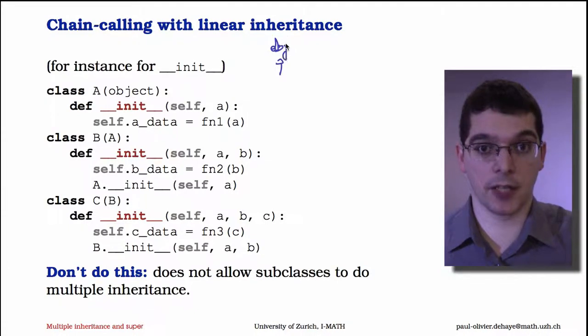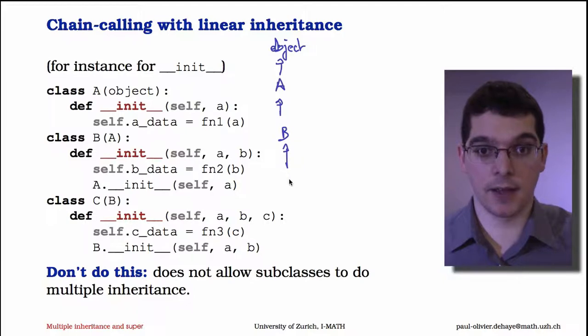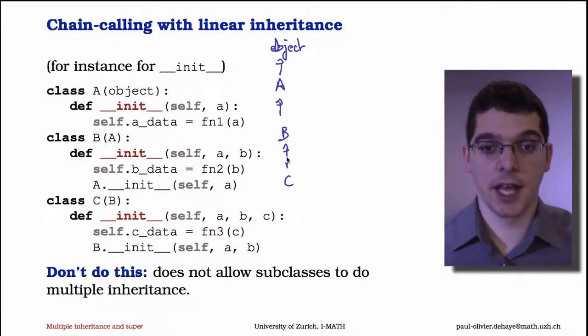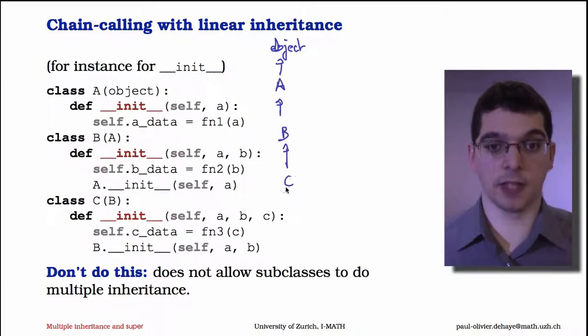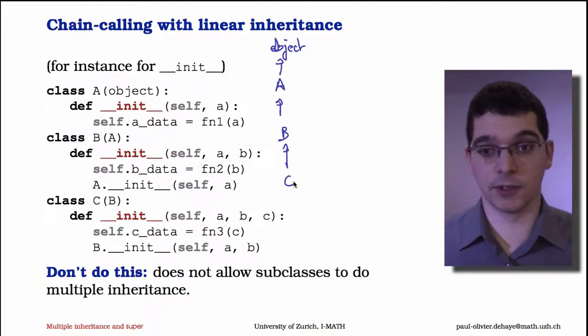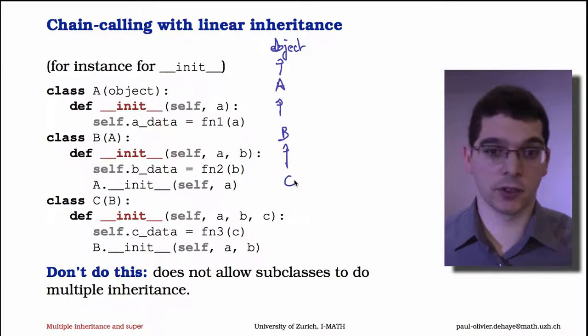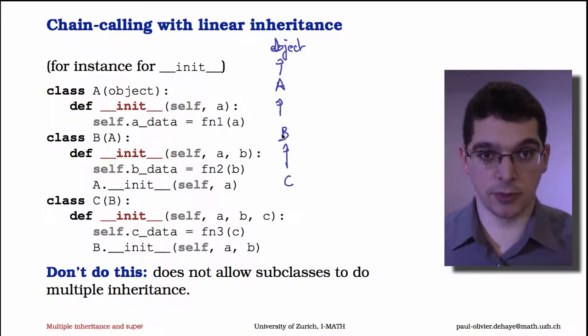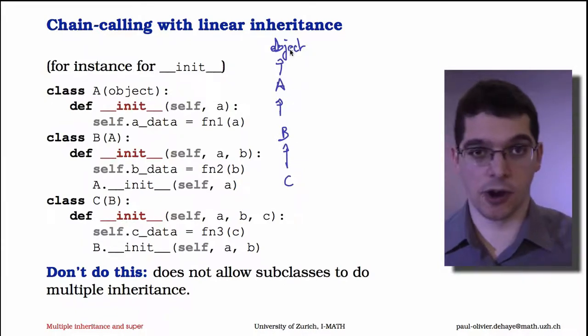So we have object, and we have A inheriting from object, B inheriting from A, and C inheriting from B. And we want to construct an object of type B. So we'll call the constructor for C, so we'll call init for C. But as I was saying earlier, we want this constructor to rely on the constructor for B. And we want the constructor for B to rely on the constructor for A, and the constructor for A to rely on the constructor for object.